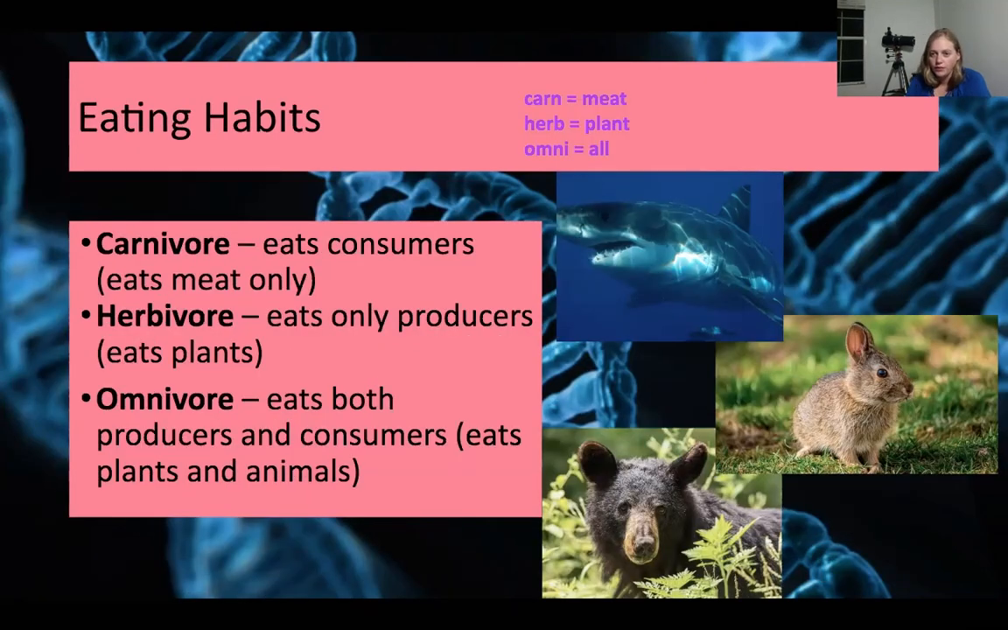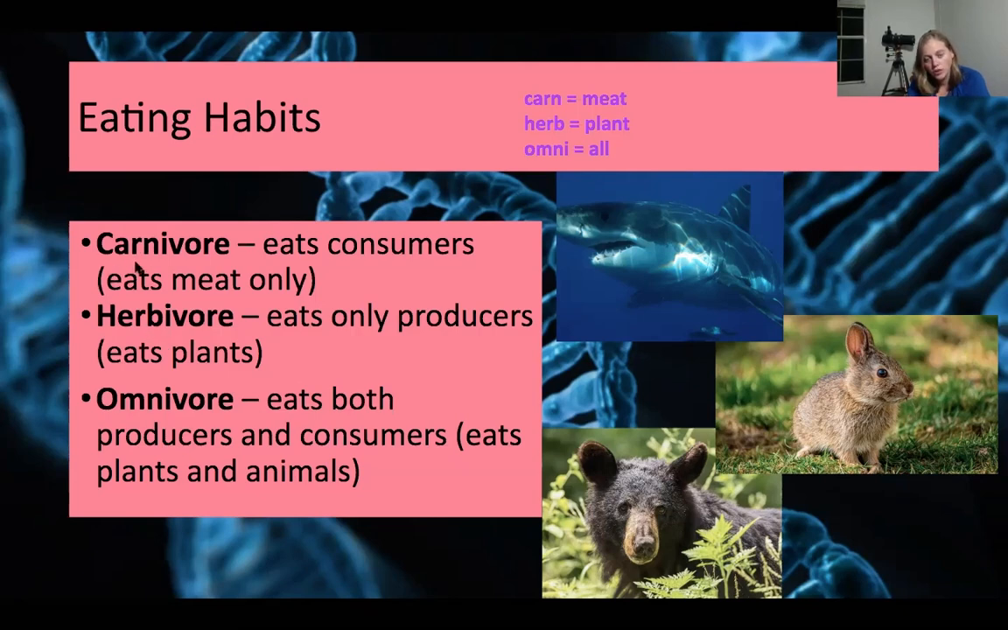Different organisms have different eating habits. And so we have some words that we can use to describe those eating habits. And as we go through these, I want you to think about the trophic levels that these organisms would belong in. So we'll start with the herbivores. Herb means plant. So these are things that eat only producers, only autotrophs or plants. So which trophic level would you put the herbivores in? Hopefully you're thinking primary consumers, because that's the level that's going to feed off of the producers.